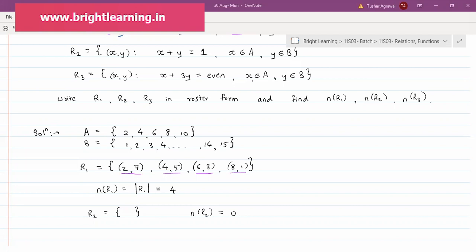Use the unitary method. Simply use the unitary method. If you think you will find the exact elements of R3, you will write all the elements and then count. It will be a very tedious process, because the cardinality of R3 is a big number, greater than 10. It's not feasible to write all the elements, all the ordered pairs.